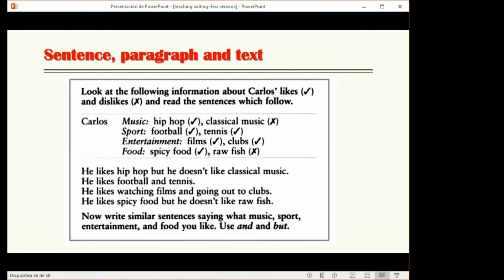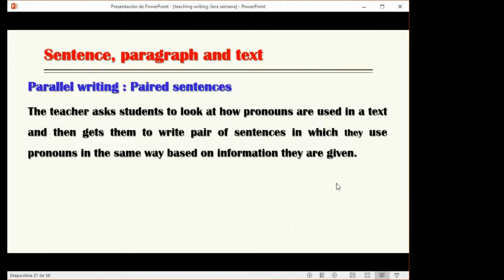Notice they are going to produce sentences about themselves. About themselves. All right. Another one. Pair sentences.